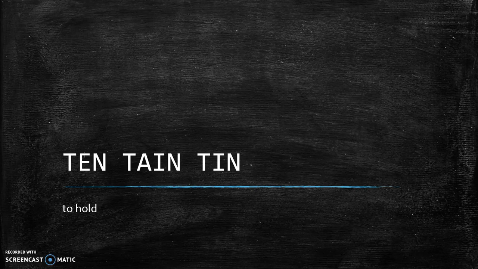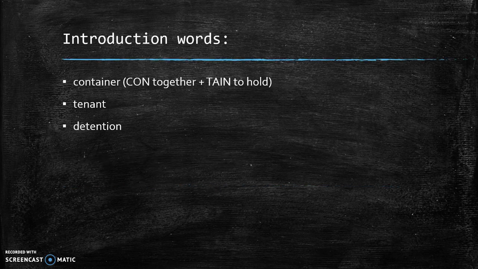Hello, we are doing the root tain/tin, which means to hold. And we'll start by thinking about how we see it in many words. So once you know that the root tain/tin means to hold, you can see its meaning in many words. A container, from the roots con, meaning together, and tain, meaning to hold, is used to hold anything from a small marble collection to a large cargo that is shipped around the world.